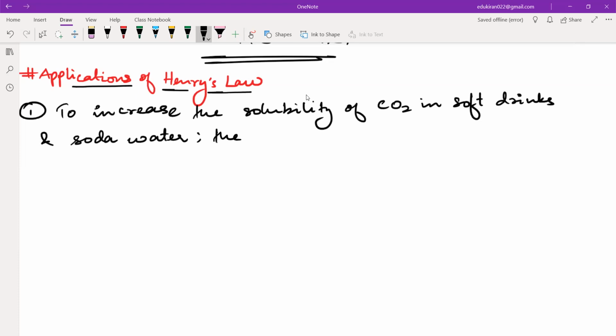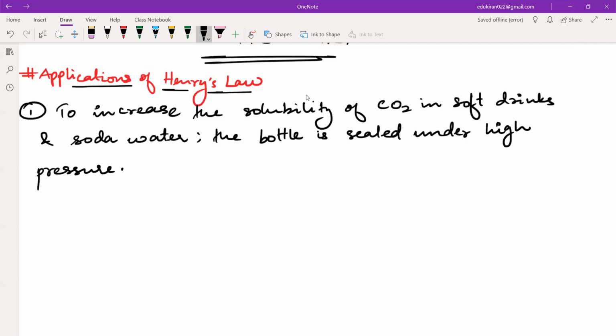The bottle is sealed under high pressure. Okay, it is sealed under high pressure. Is this clear, yes or no?